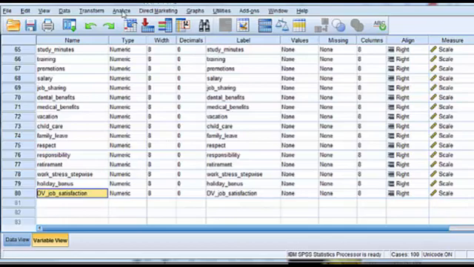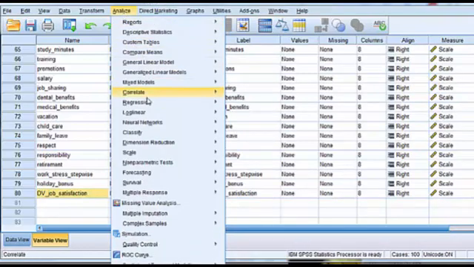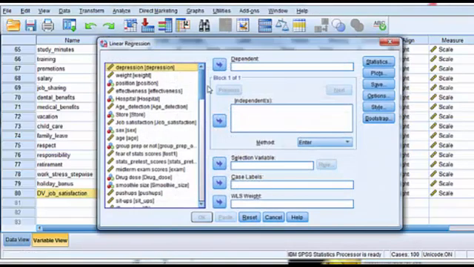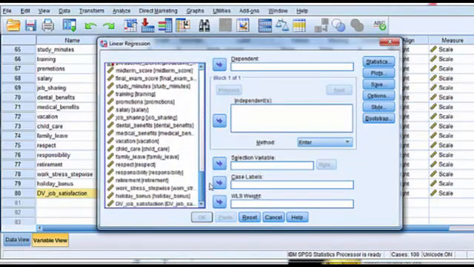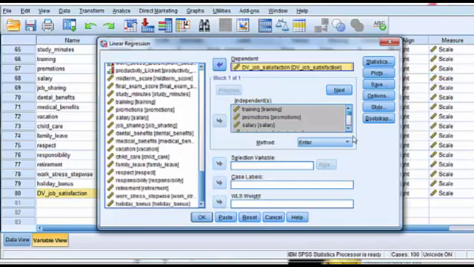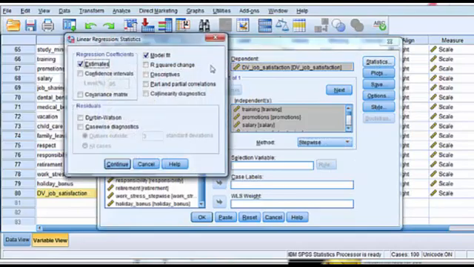So we're simply going to go to Analyze, Regression. And so all the IVs, all the predictors go in the independent box. And where did we start? We started from training, and we're going to go all the way down to holiday bonus. Bounce them over there. We're going to click the DV, job satisfaction, into the dependent variable box. Very important, we're going to go to stepwise. Stepwise. And then we click our buttons.